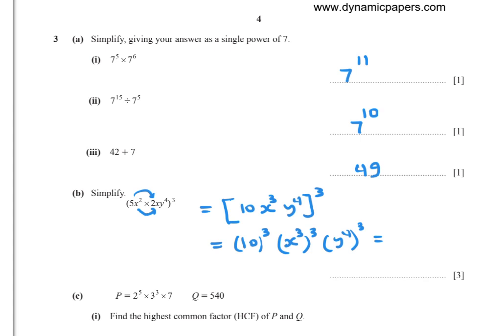10 power 3 equals 1000. X power 3 all power 3, multiply the powers, so x power 9. Y power 4 all power 3, so y power 12.